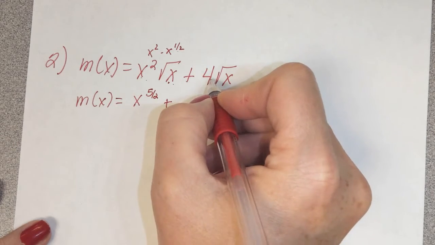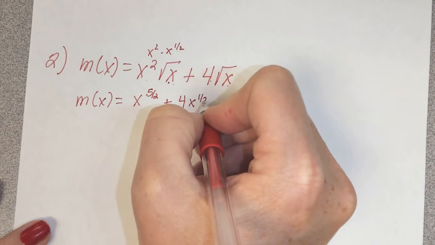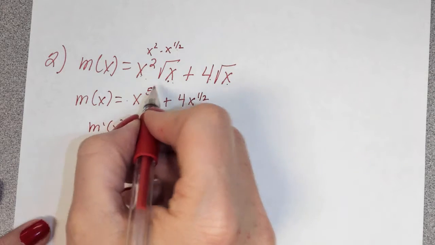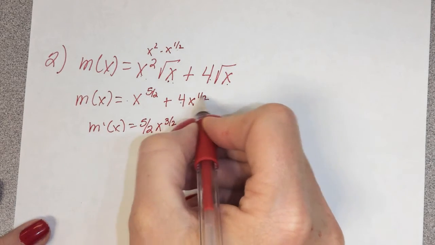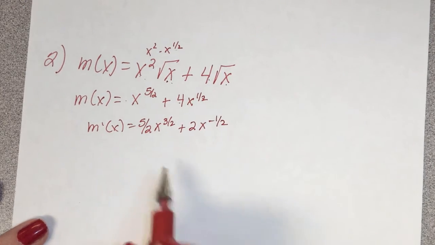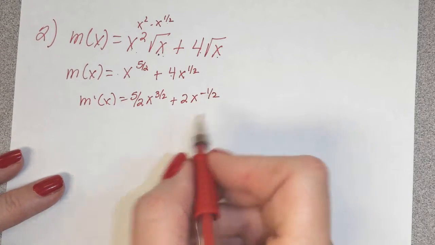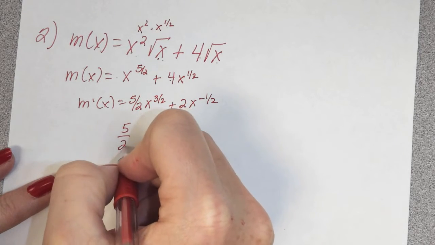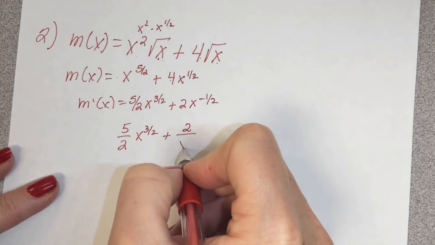And then another name for 4 times square root of x is going to be 4x to the 1/2. And so then taking this derivative, we're going to have 1 times 5/2 is 5/2 x, subtract 1. 4 times 1/2 is 2x, subtract 1. And so this would be okay, but we really don't want to leave negative exponents. So a better way to write this would be 5/2 x to the 3/2 plus 2 over x to the 1/2.